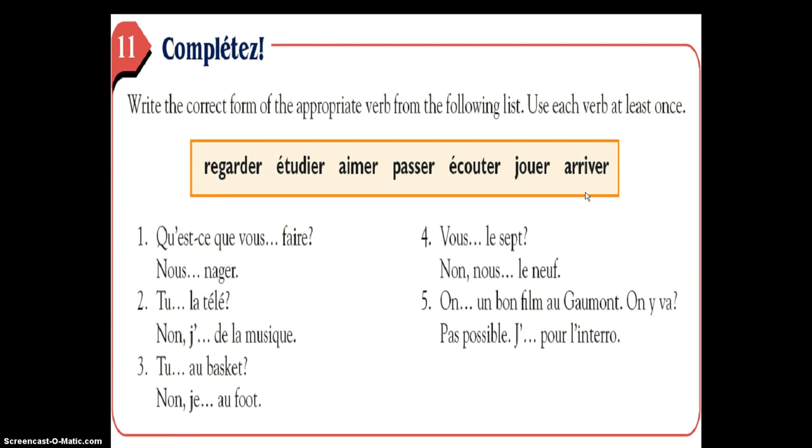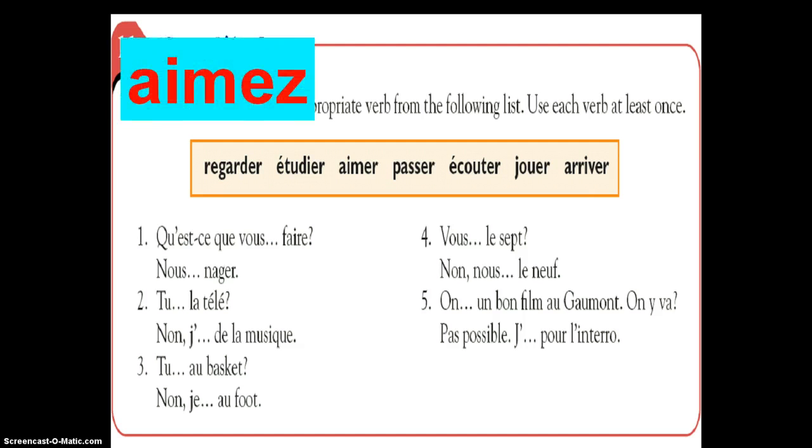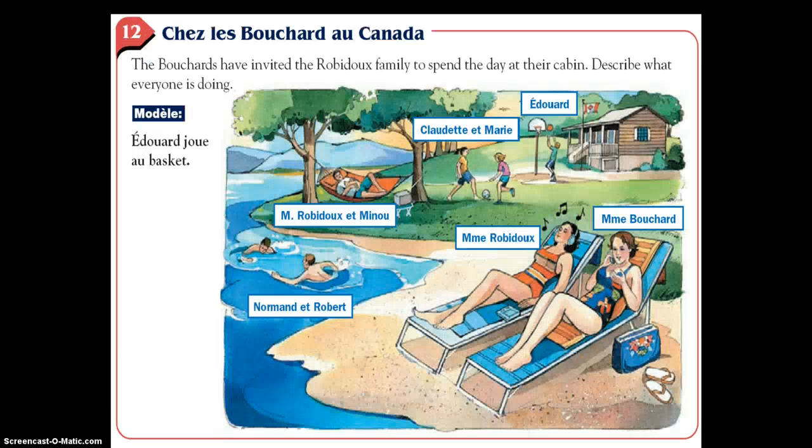For example, I'm going to do number one for you. What goes in the blank is going to be aimer. Est-ce que vous aimez faire? Okay, vous aimez faire. So you just write this answer, and you do number one through five, right? And then you're also going to do activity 12, right?